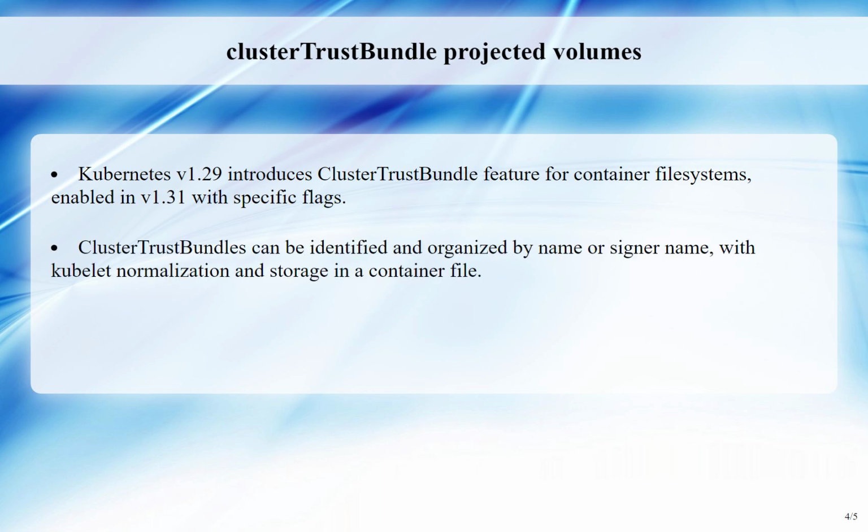Cluster Trust Bundles can be selected either by name or by signer name, with options to designate a single object or a set of objects with the same signer name. The kubelet normalizes the certificates in selected Cluster Trust Bundles, reorders them, and writes them into a file in the container file system.